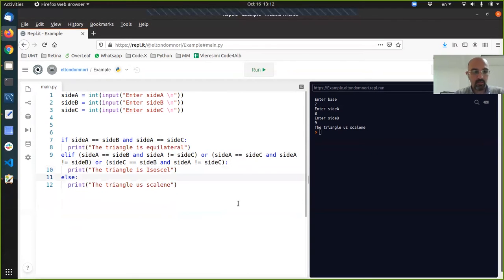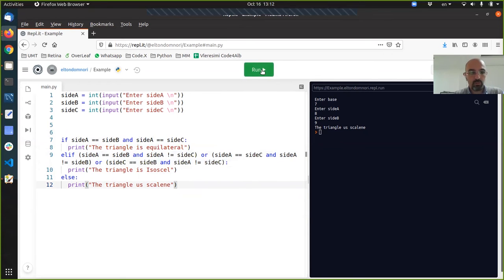Else, the only remaining option is for this triangle to be scalene, meaning none of the former two are true. So it is not equilateral because not all the sides are equal to one another. It is not isosceles because I didn't find a triple where two of them are equal to one another and the third is different. So the only option is for the triangle to be scalene.